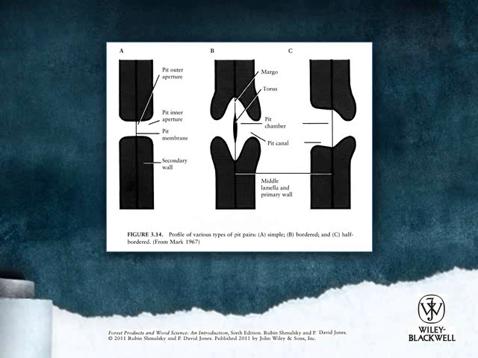And the torus is basically like a bathtub stopper. If air starts to go into the pit canal or the pit chamber, it will snap shut, stopping the air from moving any farther forward. But once that's occurred, that's called pit aspiration.